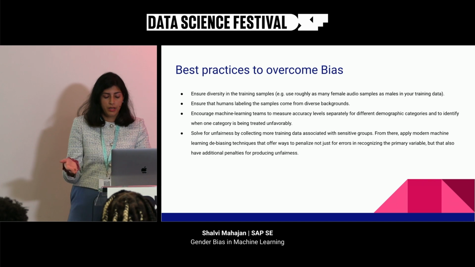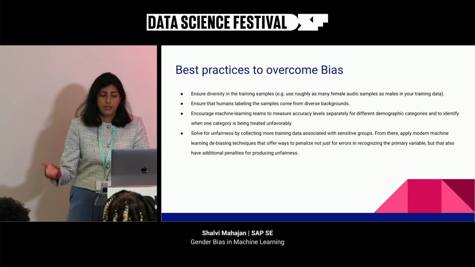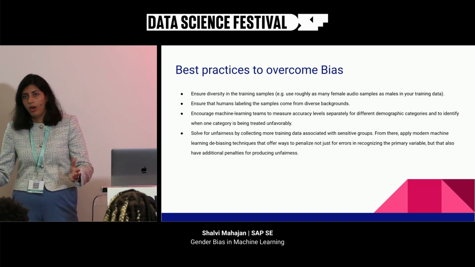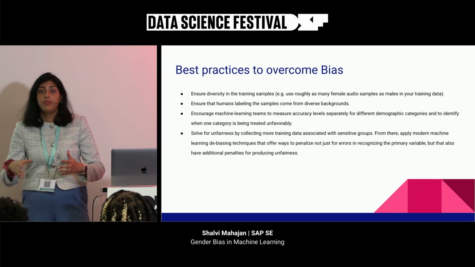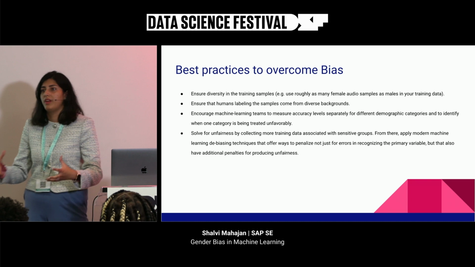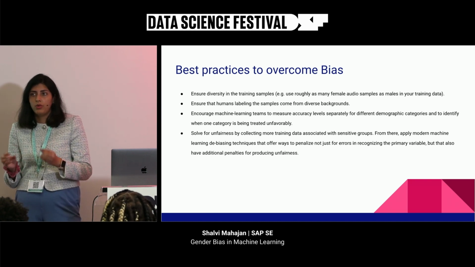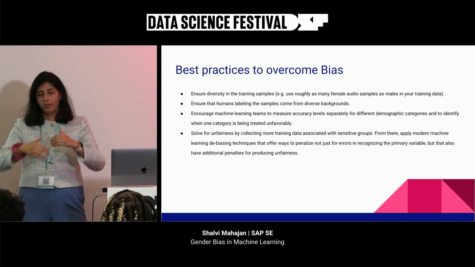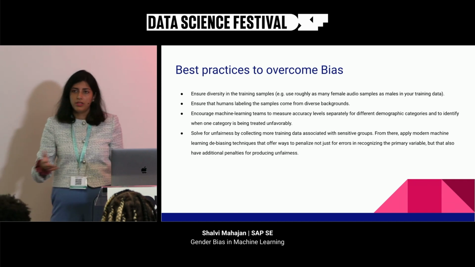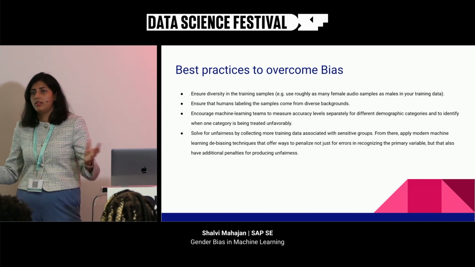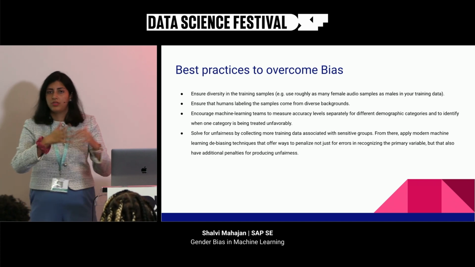Also ensuring machine learning teams measure accuracy levels separately for different categories. Yes, so after you have the model and everything, you need to measure its accuracy. If you have such sensitive data, don't compute the accuracy or your other performance metrics just on the whole data set, but compute them on different categories you have, like male, female, other. This is just one example, but in general, if you have a data set that has sensitive data, try that it covers all the categories rather than just being biased.